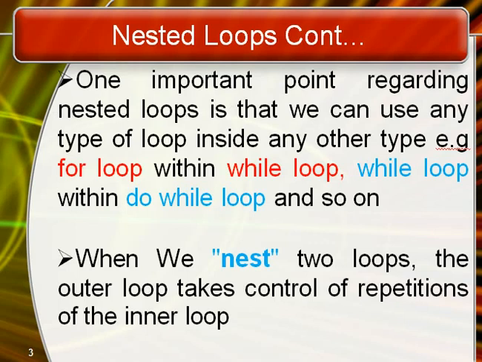One important point regarding nested loops is that we can use any type of loop inside any other type. For example, we can use a for loop within a while loop. Similarly, we can use a while loop within a do while loop and so on. When we nest two loops, the outer loop basically takes control of repetitions of the inner loop.